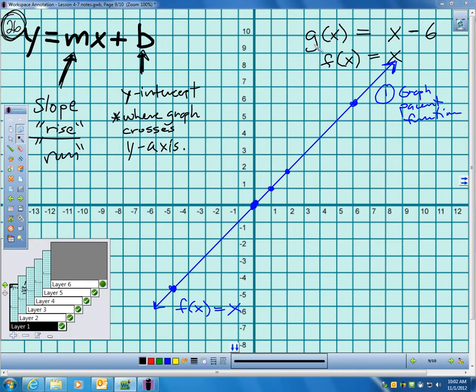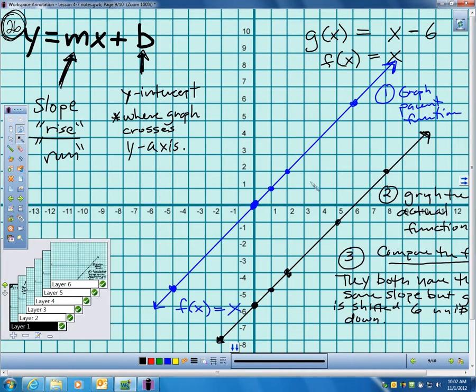My second function that I want to compare to the parent function is g of x equals x minus 6. So let's graph that. Remember, first of all, here's my intercept way down here at negative 6. But my slope is still 1, up 1 over 1.